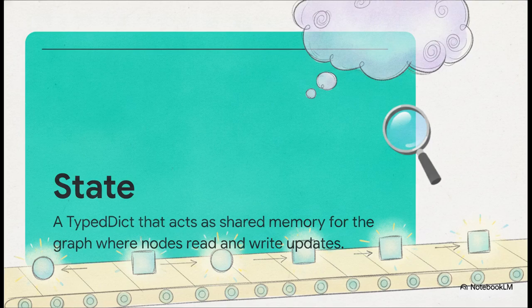So first up is state. In LangGraph, state is a typed dict that acts as the shared memory for your entire application. Think of state like a giant conveyor belt. It carries the complete message history through every single step of your workflow. Every node reads from this belt, and every node writes its updates back to it. Nothing passes between your nodes in any other way. And the cool part? If a node doesn't update a specific field, that field just stays unchanged as it rides the conveyor belt to the very next step.